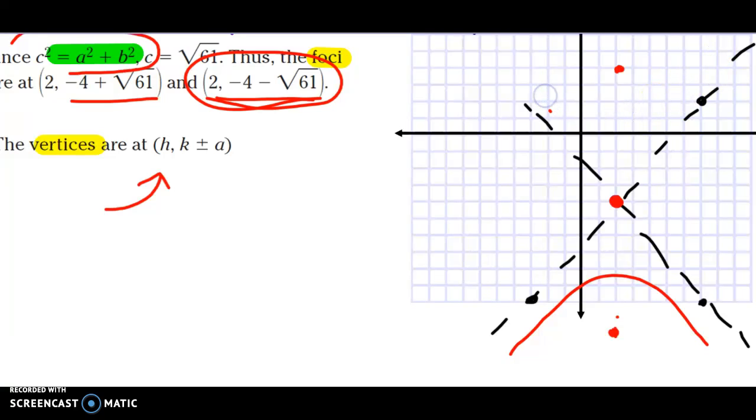Of course, you're not going to go out as far as the foci. Ooh, that's the wrong color. All right, so what color can we make it? Let's make it red.